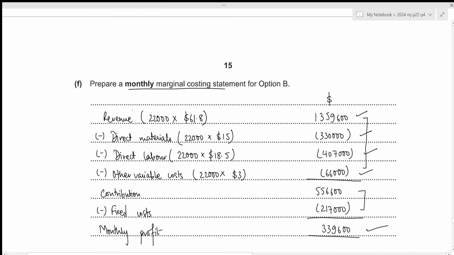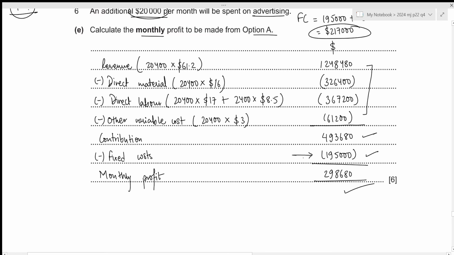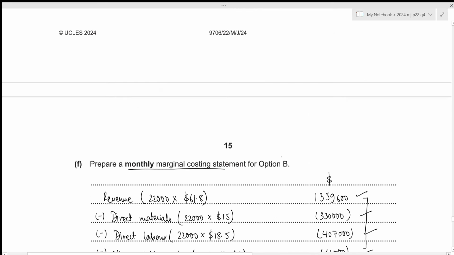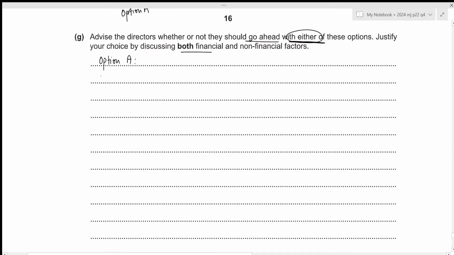Okay, let us first consider option A. For option A, we made no changes to the fixed cost. So we can see that this is less risky because there is no permanent increase in fixed cost. But for option B, we can see that we made changes to the fixed cost by introducing a new machinery as well as new advertising expenses. Let's write it down. It is less risky as there is no permanent increase in fixed costs.